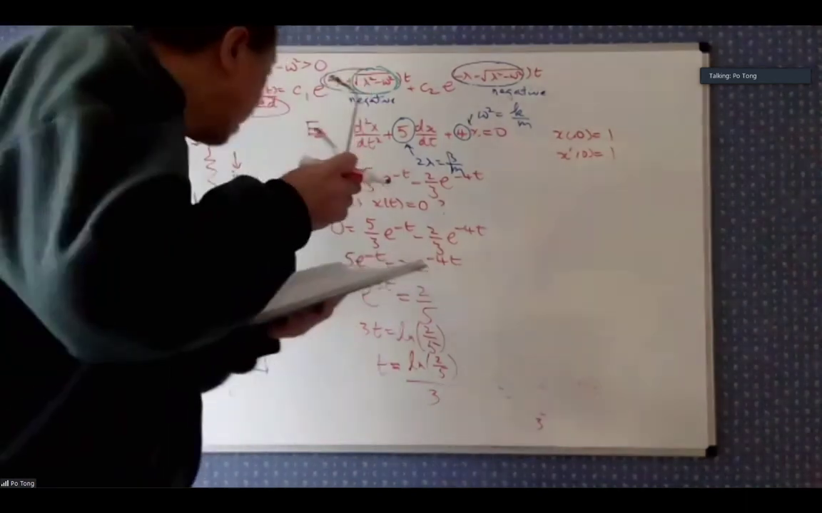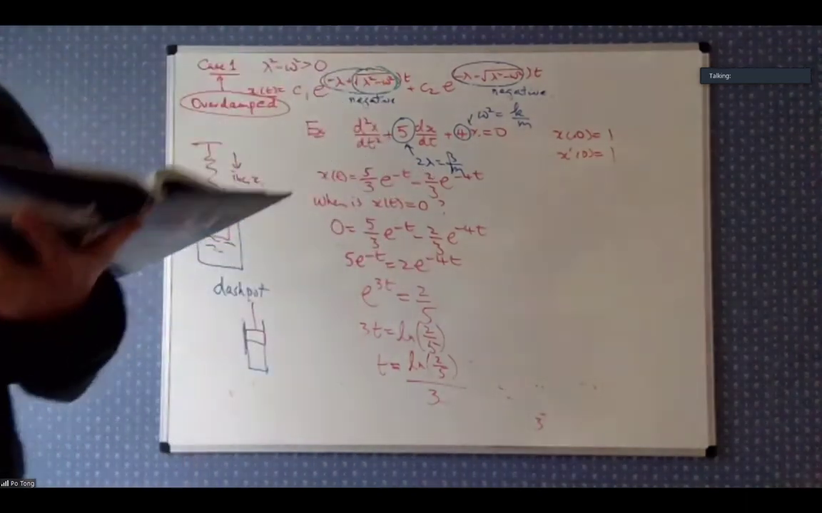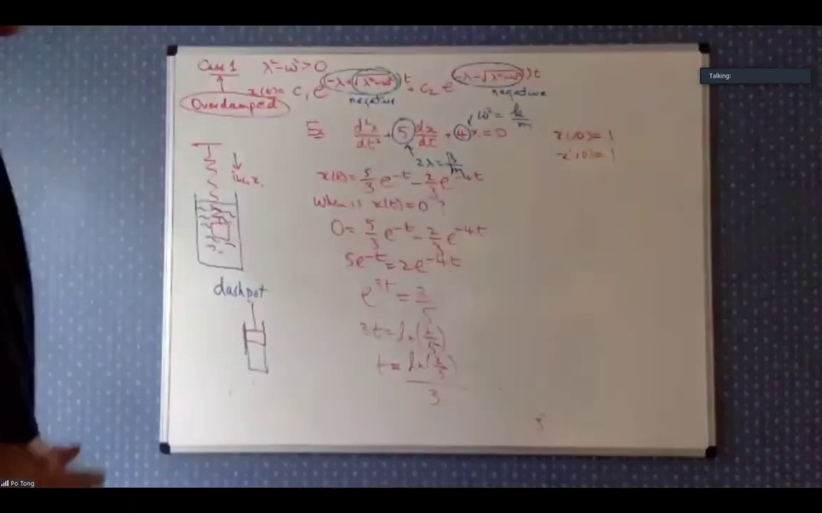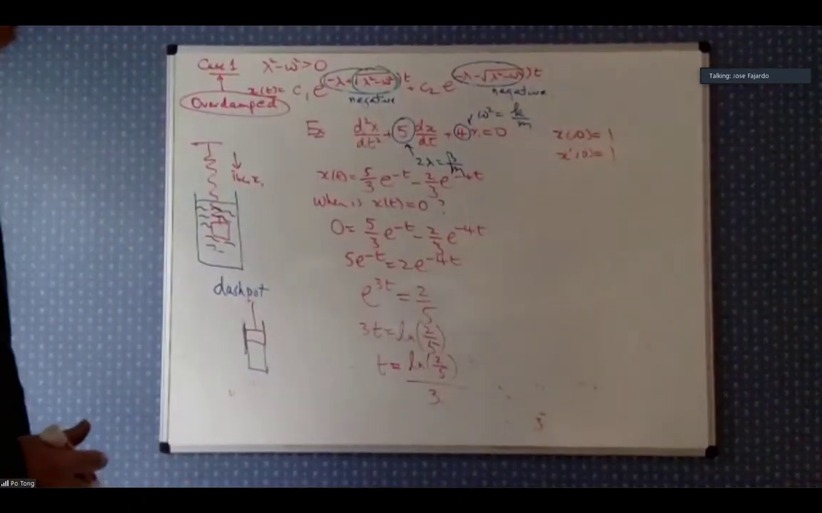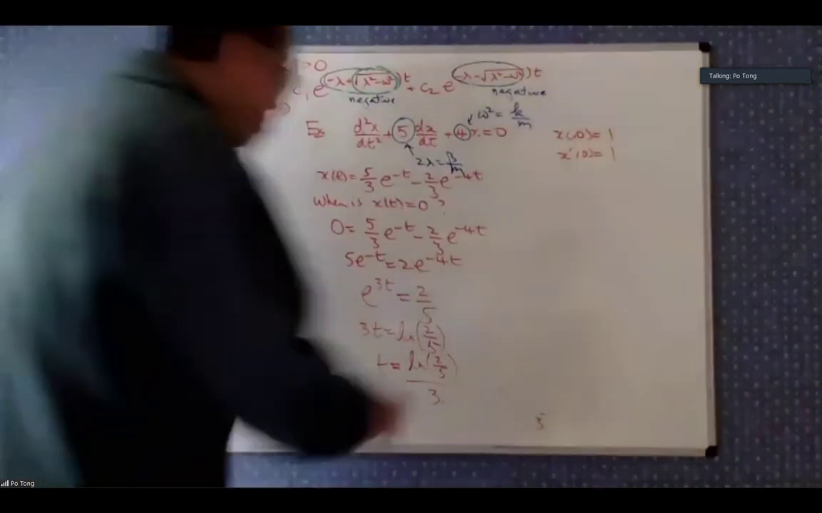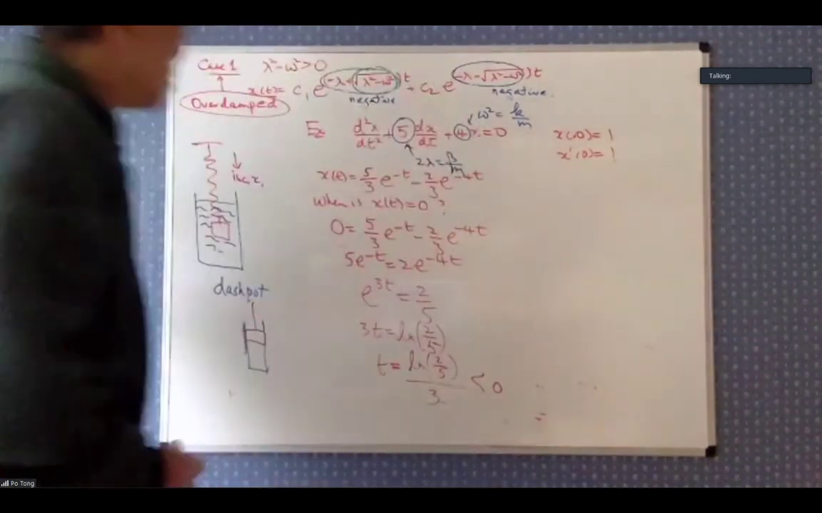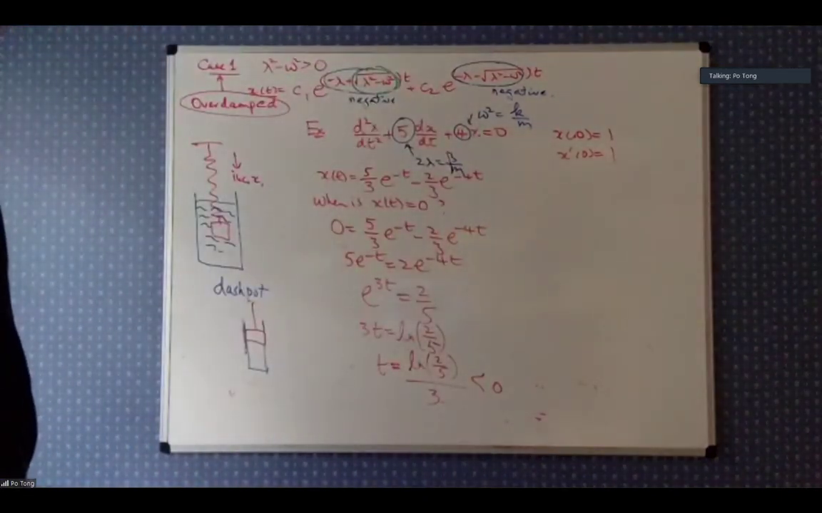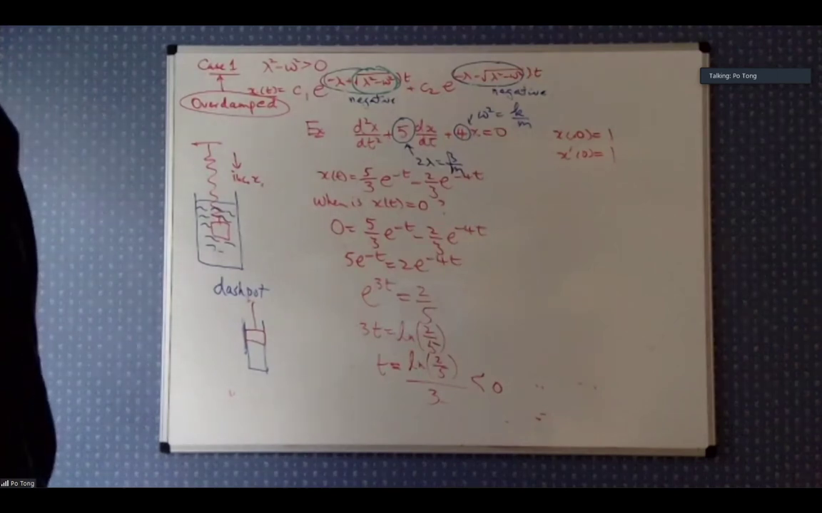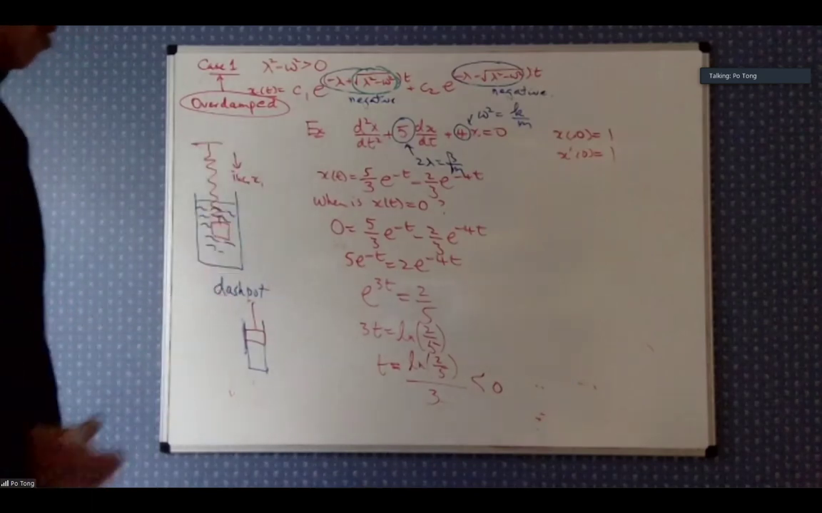Do I do it right? I think so, right? So what happened here? It's a negative number. Because this one is less than 1, this is negative. So it doesn't really cross 0, okay? Because you get a negative number. You cross 0 before time equal to 0.